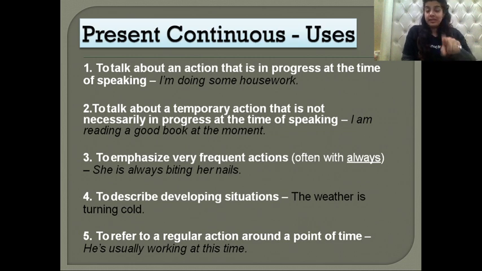Number two, we use present continuous tense to talk about a temporary action that is not necessarily in progress at the time of speaking. For example, I am reading a book these days. I'm reading a good book. It means it is not in progress at the time I'm speaking, but in general, in my life, it is in progress. Okay?